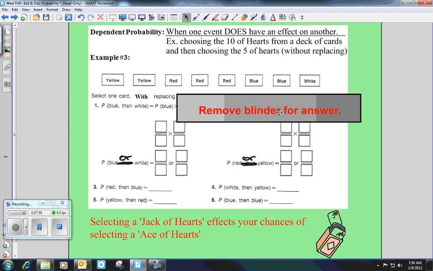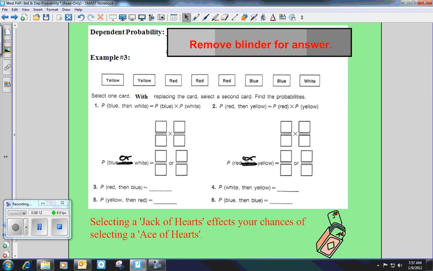An independent event would be if I chose a card out of the deck and then put it back and then chose another one because I didn't change the number of cards for each pick. But if I choose a card out and keep it, now I have changed how many cards there are in the deck. And so that changes the probability of the second event. So let's take a look at how we would do this.